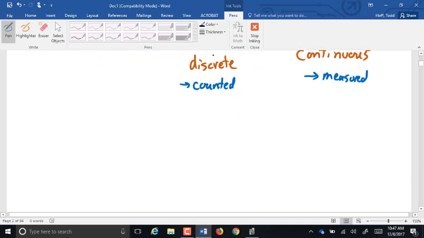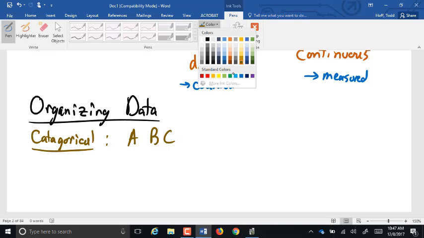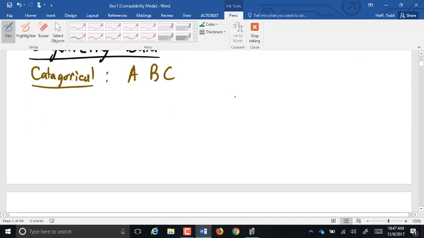So we're going to start out looking at organizing data. My handwriting is horrible today. I apologize for that. Organizing these responses from these random variables. And let's just say that we have a categorical variable, and our options are A, B, and C. Make up whatever you want for a question that has 3 optional answers. Right? And let's just write down the responses we get.